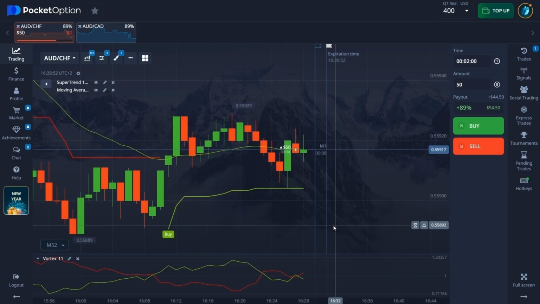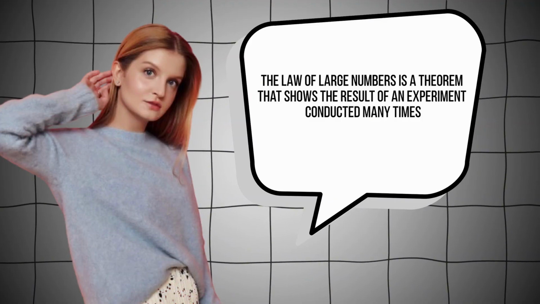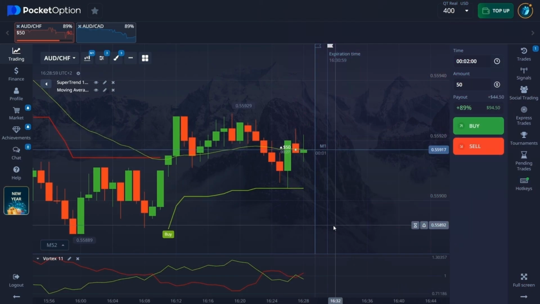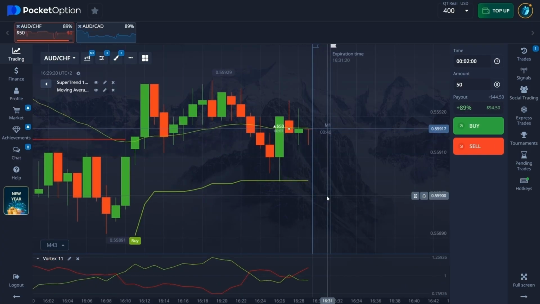So to start, you need to understand the law of large numbers. This is a theorem that shows the result of an experiment conducted many times. According to this law, the average value of results obtained from a large number of experiments should be close to the expected value, and will tend to it as more trials are conducted. I'll explain everything now. You have an expected value that you want to reach. You try many times, and the more attempts you make, the closer your result is to the expected value.